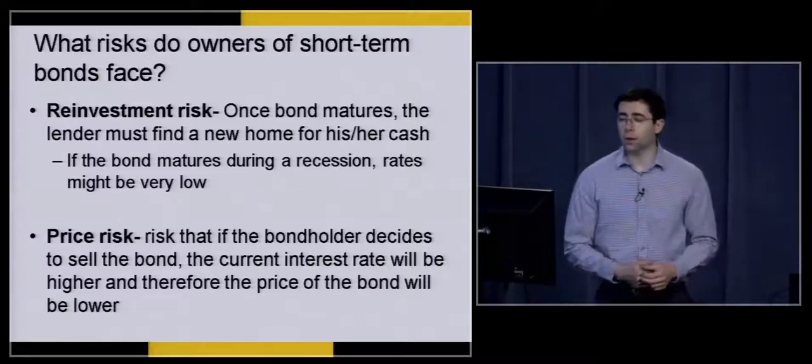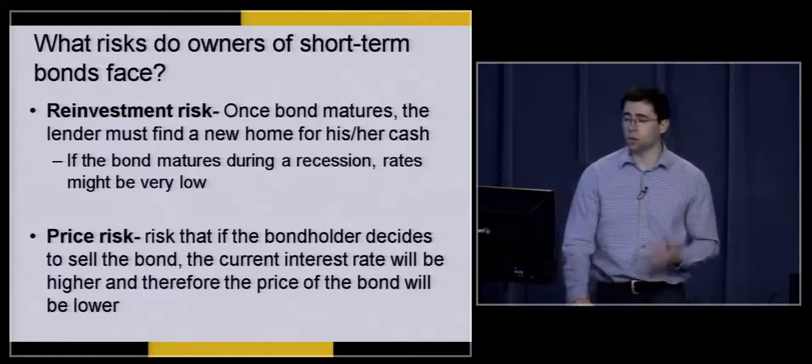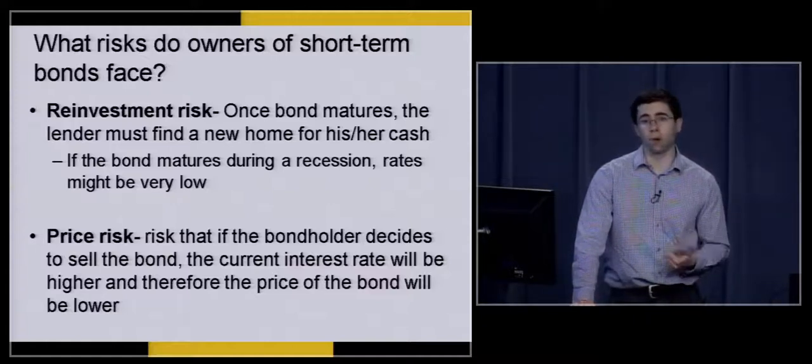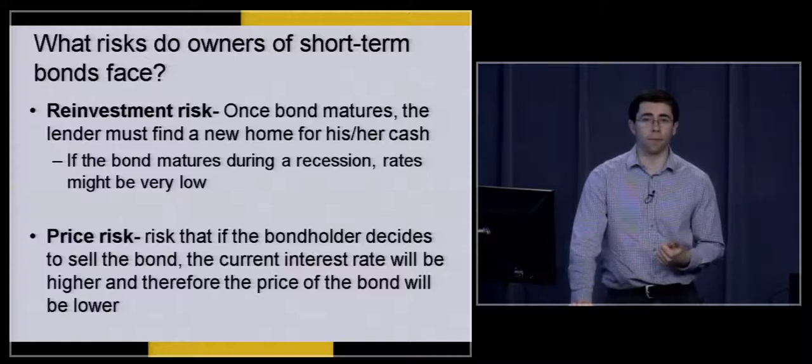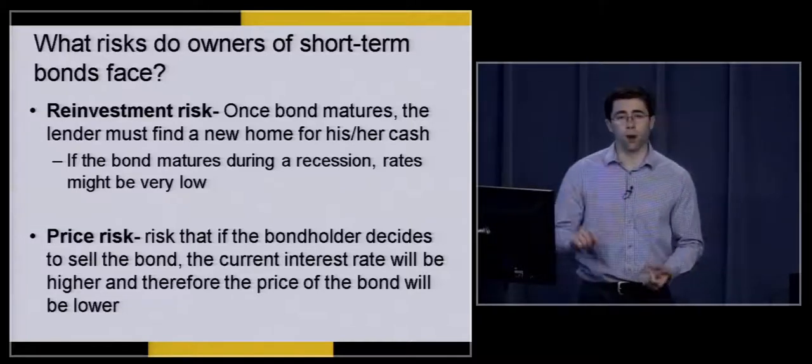The next risk that we have is something called price risk. And price risk is the risk that if the bondholder decides to sell the bond, the current interest rate will be higher and therefore the price of the bond will be lower. Now, remember that very universal truth I mentioned a few seconds ago about bond prices and interest rates. When interest rates rise, bond prices fall.